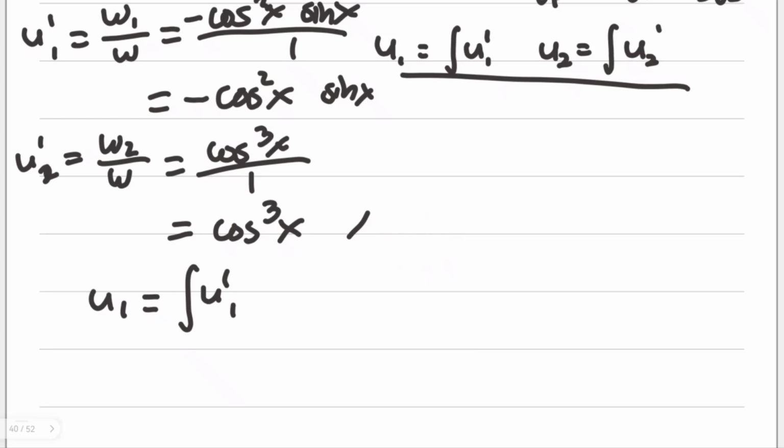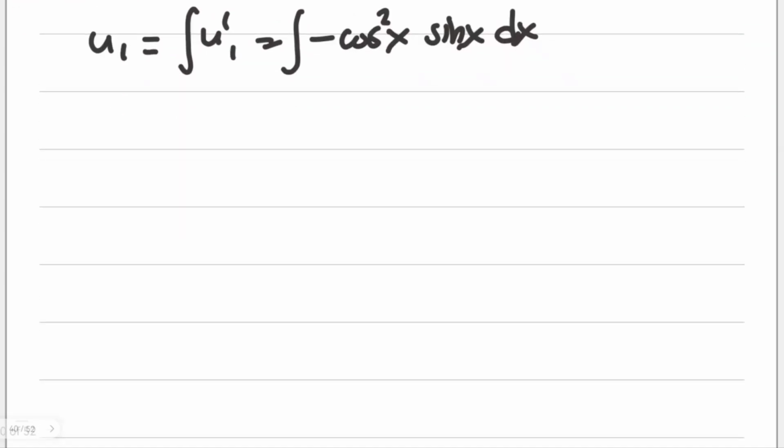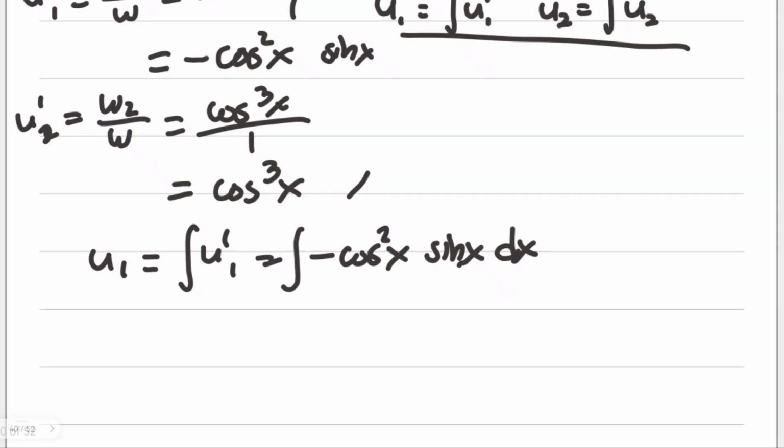So it would be the integral of your U prime sub 1. You have negative cosine squared x sine x, and then you'll have here dx. Right? For your U sub 2, it is the integral of U prime sub 2. Let us have it later, okay? Because we're going to attack this one step by step.